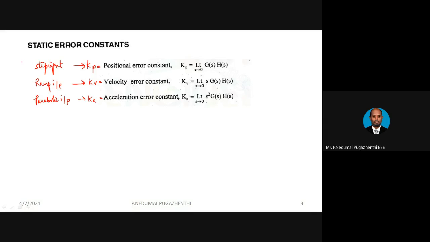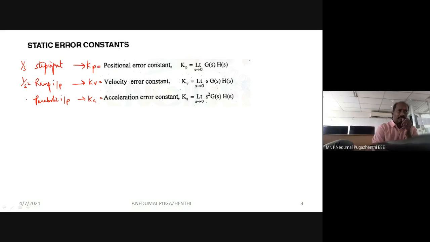You know, step input is 1 by s. This is 1 by s squared, and this is going to be 2 by s cube, or something like that, for parabolic. Or in time domain, this is going to be 1, this is going to be t, and this is going to be t squared by 2. So the parabolic input is like this. So if you provide a step input to the system, the error constant is named the positional error constant, and Kp can be obtained using limit s tends to 0 of G of s H of s.